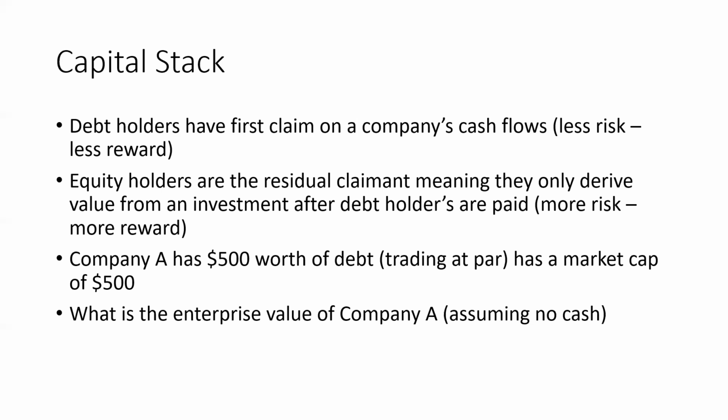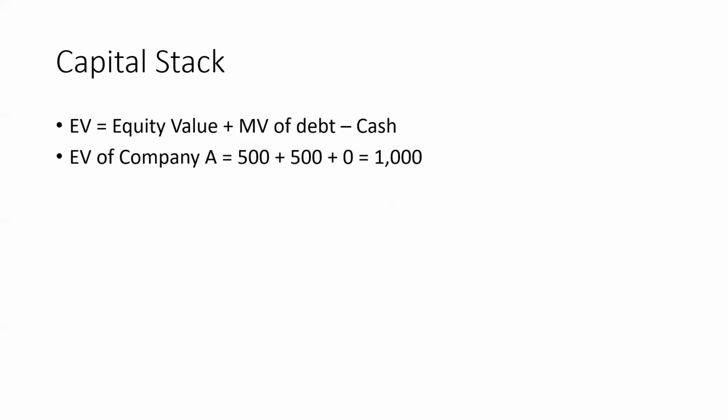So let's look at an example. So company A has $500 worth of debt trading at par. So market value is the same as book value. And it has a market cap of 500. So what is the enterprise value of company A, assuming it has no cash? So we can use the formula. The EV of company A equals 500 plus 500 plus 0. So that equals 1,000.